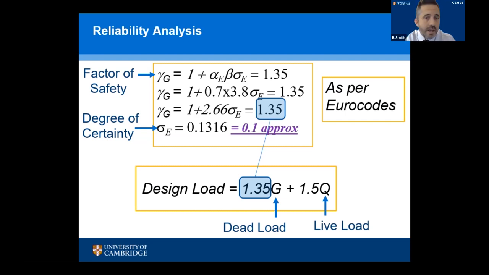The standard deviation is our degree of certainty, and you can see by this equation, if our degree of certainty was 100% like we have in our watches, then the standard deviation would be 0 and the factor of safety would revert to 1. And this is the crux of reliability analysis.